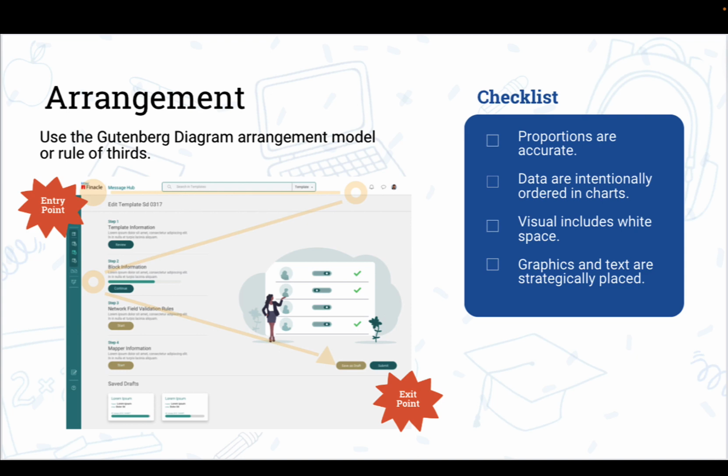The next important consideration when creating an engaging visualization is arrangement. When you're creating a dashboard or slide that includes multiple pieces of information, consider referencing the Gutenberg diagram arrangement model or rule of thirds. The Gutenberg diagram says that you should put the most important information you want the audience or reader to take from your visual in the top left and the second most important information in the bottom right. This follows the natural progression of the eye. This is exemplified here, showing the entry point on the top left and the exit point being the bottom right.